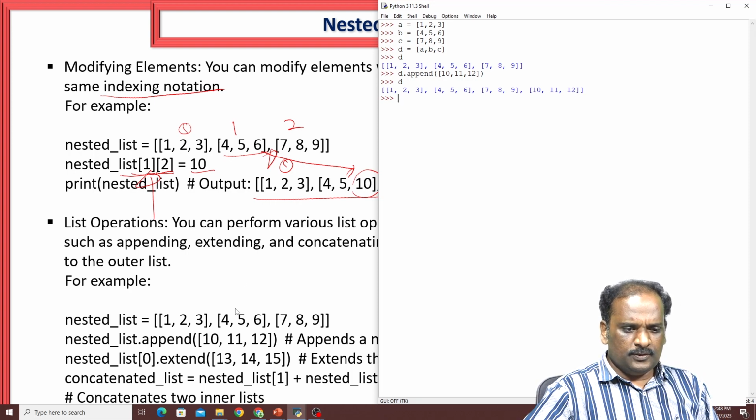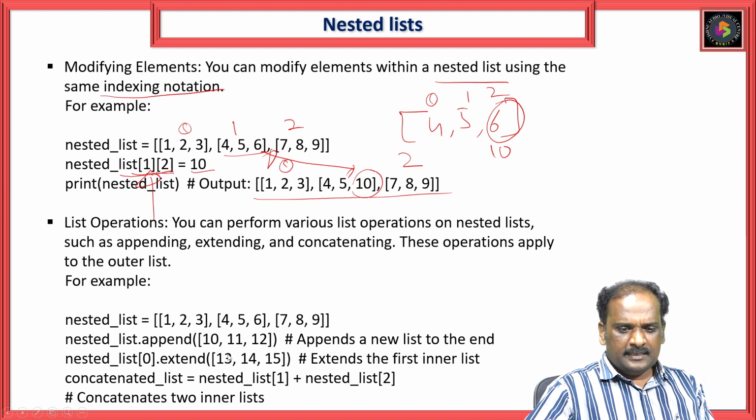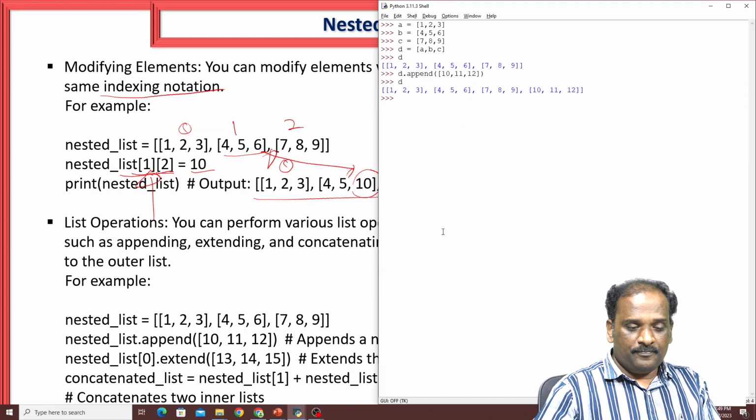Here one more example is shown. Here list of 0 dot extend. So what is list of 0? List of 0 is the sublist 1, 2, 3. Now extend with 13, 14 and 15. Extend the first inner list, that means 13, 14, 15, a set of values is added at the end of this 3. This we shall see by using the interpreter.